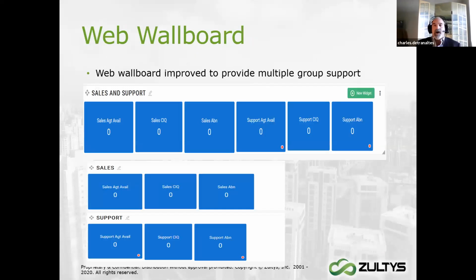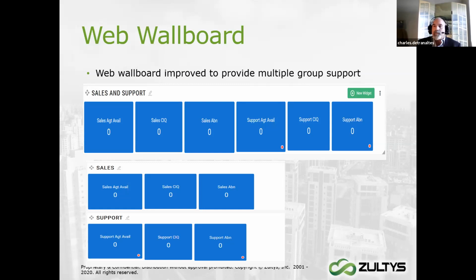And then I want to talk about the ICC web wallboard. With release 15, we provided a web-based wallboard so that supervisors could configure and agents could see the group statistics, agent statistics, all the statistics that are available within an ICC group. With the web-based wallboard, we've enhanced it in release 16 so that each large character window can now have a group associated with it.